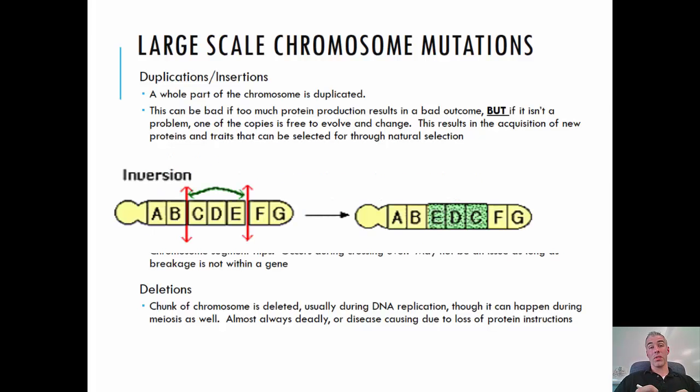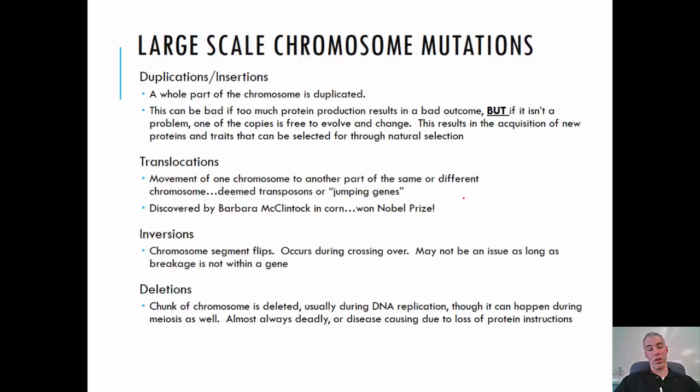Inversions, that's when the chromosome segment actually flips over completely, and that can happen during the process of crossing over when synapsis occurs and a chiasma is formed. This may not be an issue as long as the breakage is not within a gene. So just flip the genes over. It's still going to read in the same order because we're going 3' to 5', 5' to 3'.